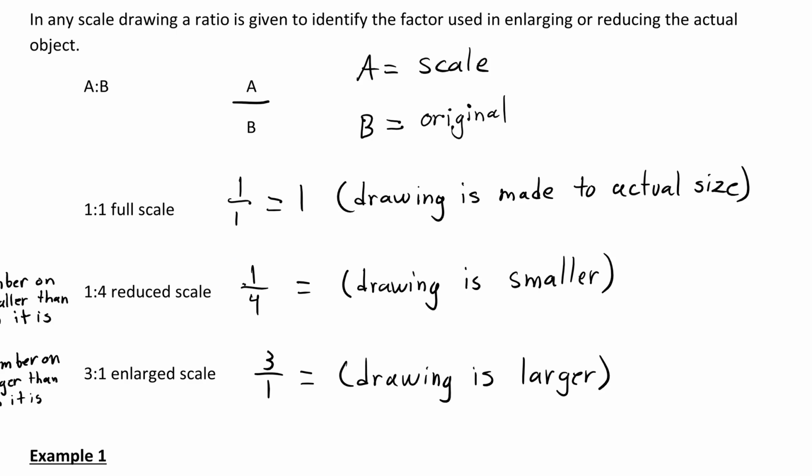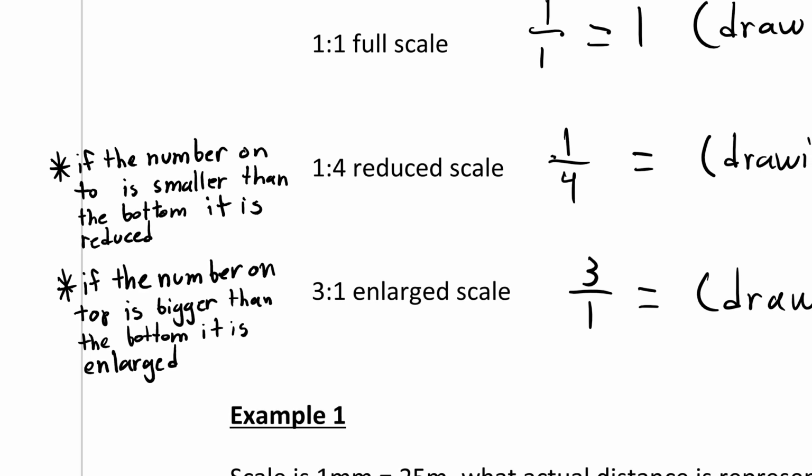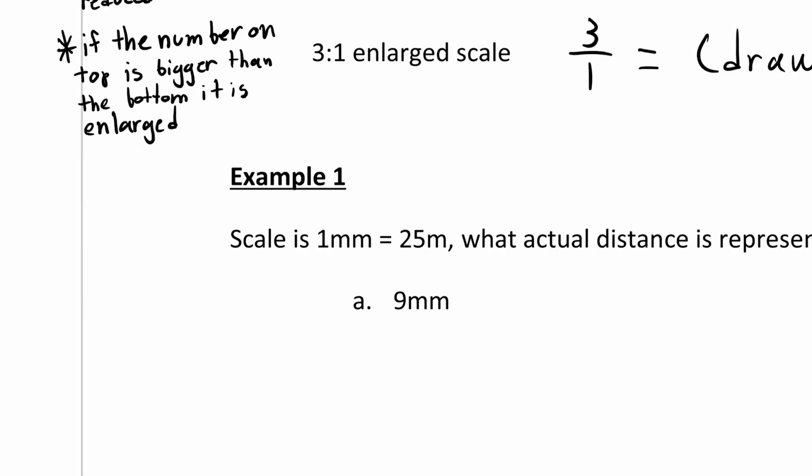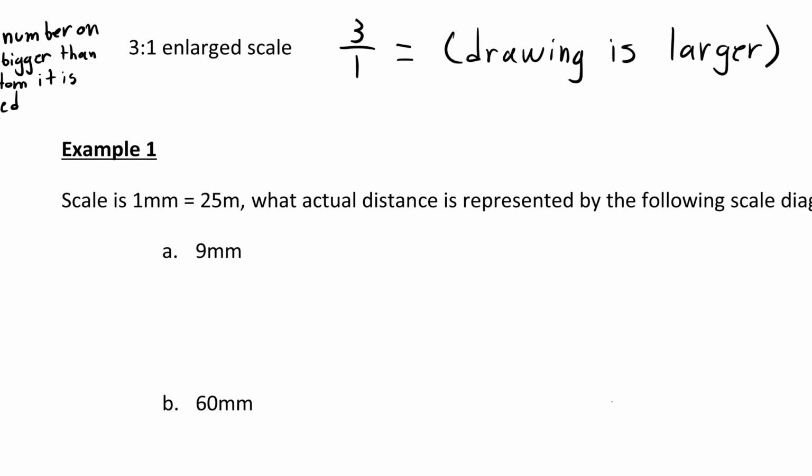So this means the drawing is smaller, and if we have 3 colon 1, it's going to enlarge the object. So when you're enlarging something, you're making it bigger. Now, an easy way to remember this is if the number on top is smaller than the number on the bottom, it is going to reduce the size, so it's going to get smaller. If the number on top is bigger than the bottom, it is going to enlarge that object. Let's take a look at this and see how it plays out when we do the first example.